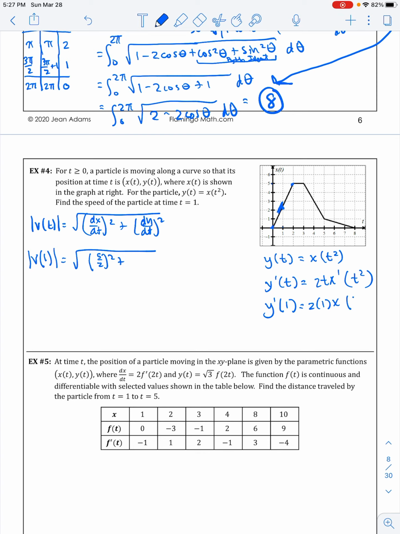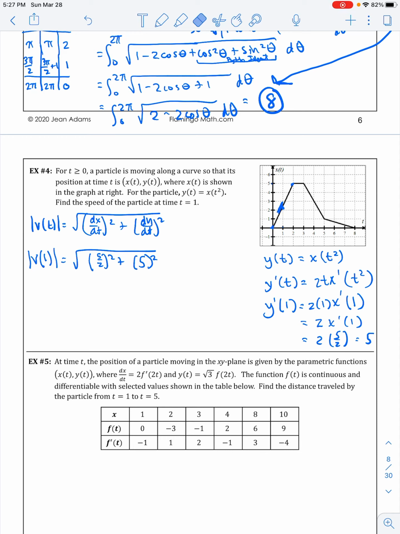times x prime of 1 squared. So 2 times x prime at 1. And we said that the derivative at 1 was 5/2. And so this gives us 5.